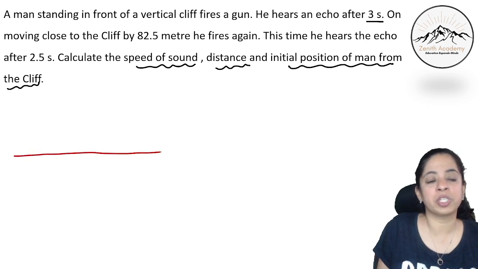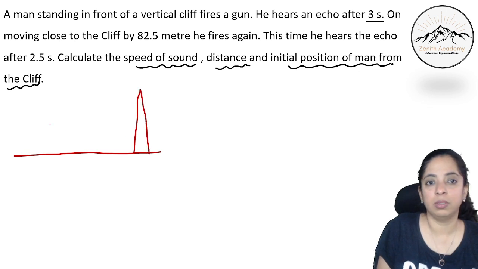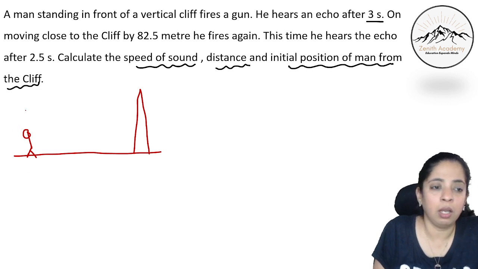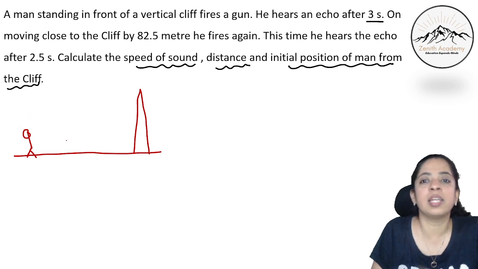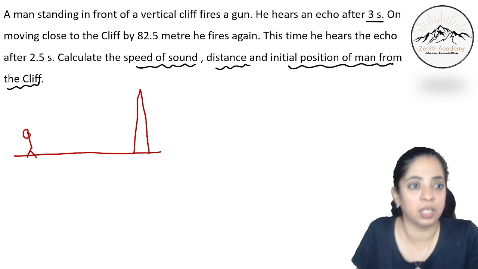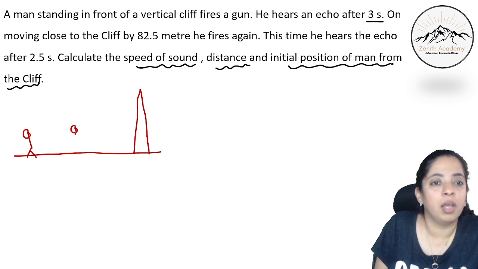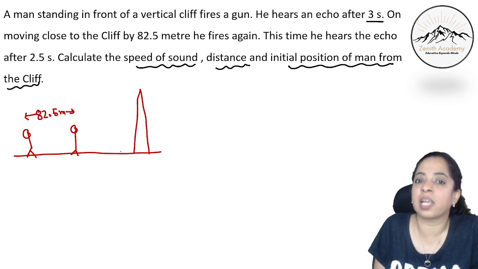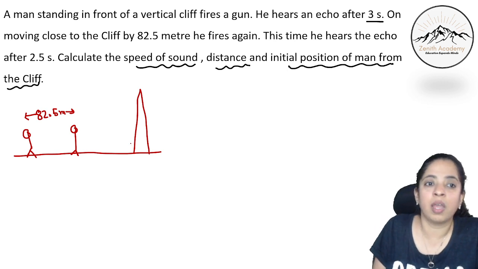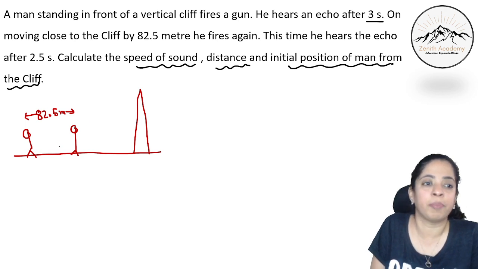Now the same type of question we have done. This is the cliff. This is where the man is standing. Now from here, if he fires a gun, he hears an echo after 3 seconds. Now on moving close to the cliff by 82.5 meter, he fires again and this time he hears an echo after 2.5 seconds. So we have to calculate the speed of the sound, distance and initial position of man from the cliff.